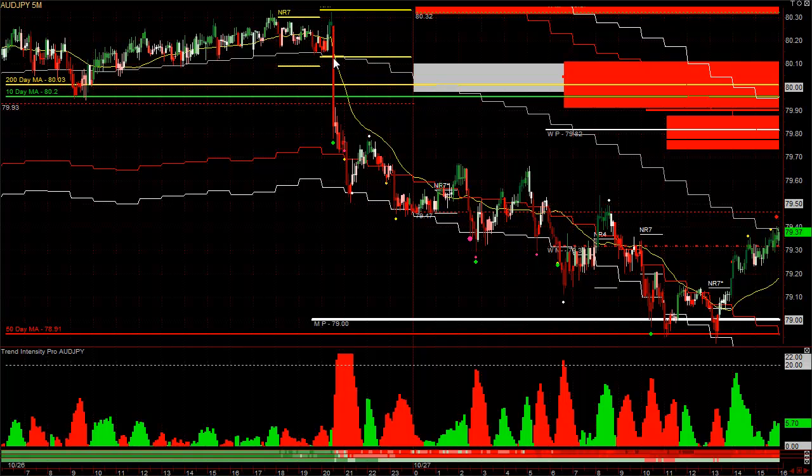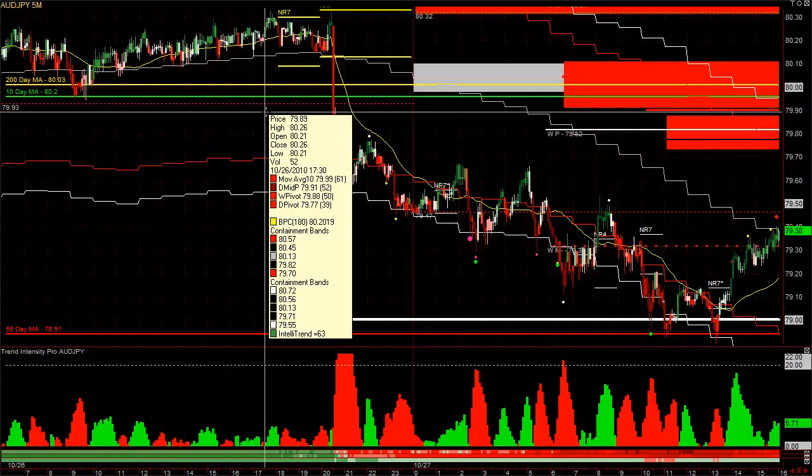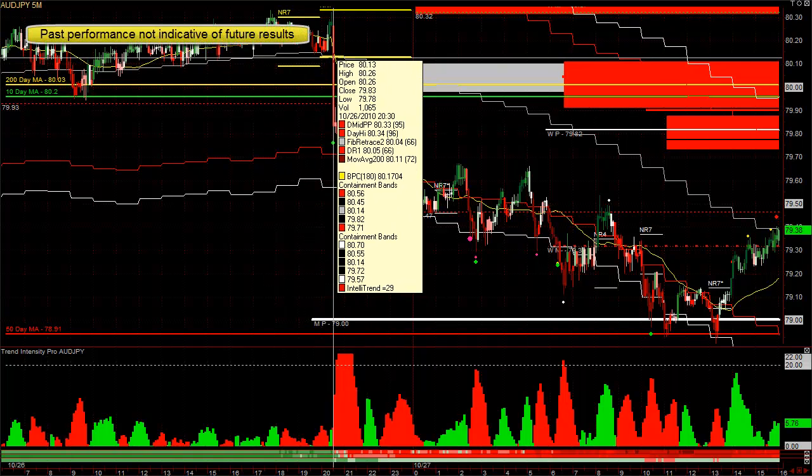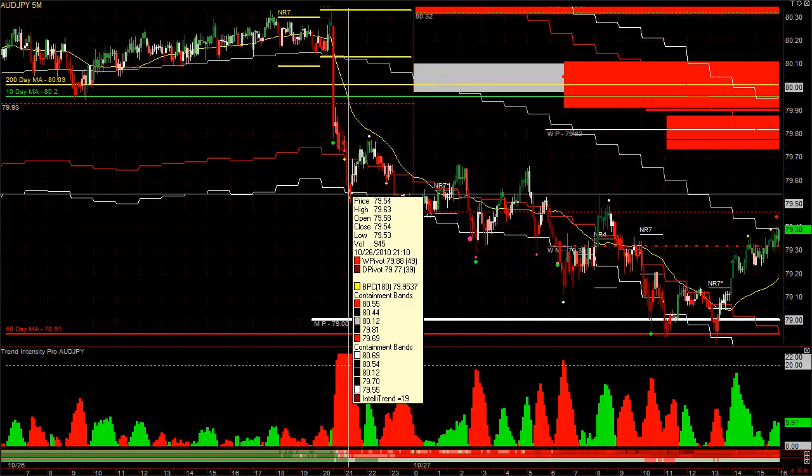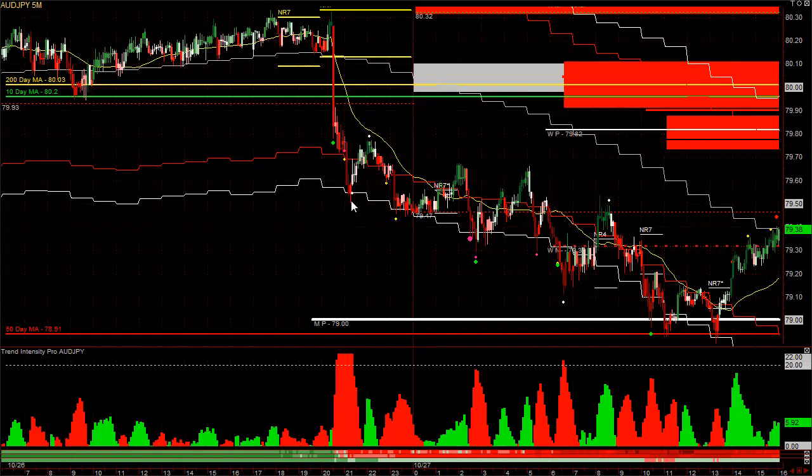It broke down underneath the hourly right here. You're short right around 80.10 maybe. And when it hits the lower containment band, it's a great place to get out. But it went about 60 pips. And we have off the charts weakness, so you might have decided to give it one more shot selling it right here on the pullback.